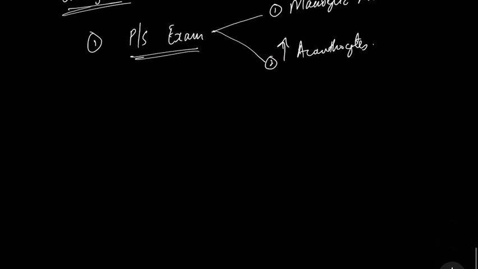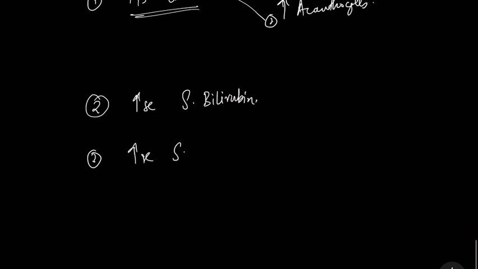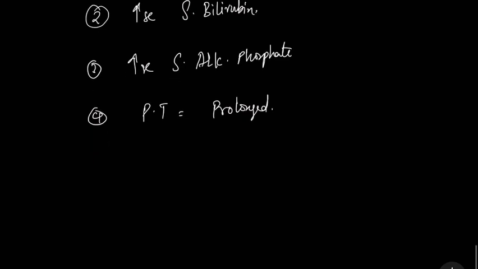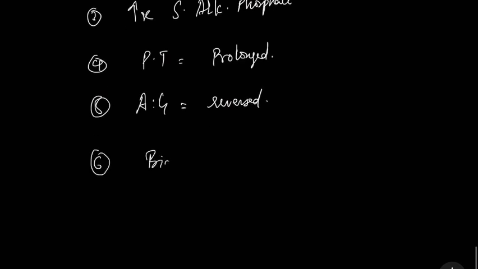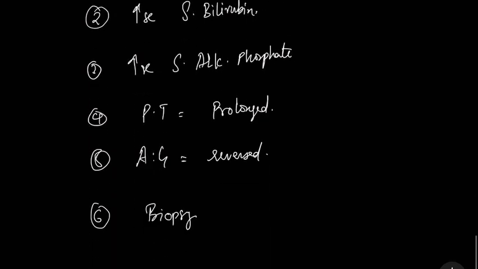all right. Now, second, there is an increase in your serum bilirubin. Thirdly, there is increase in your serum alkaline phosphate. Fourth, the prothrombin time is prolonged, and the AG ratio is reversed. All right. Sixth is biopsy. So these are the 6 investigations you can do for liver cirrhosis.